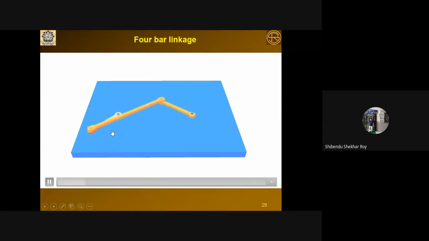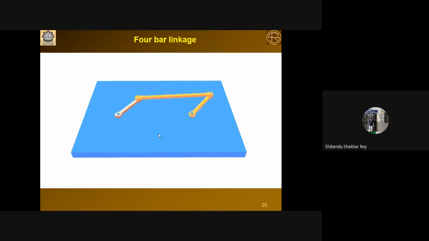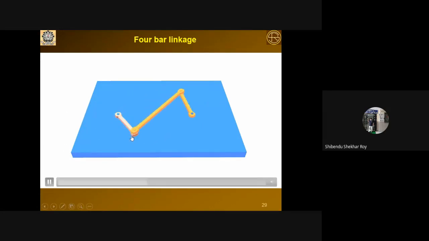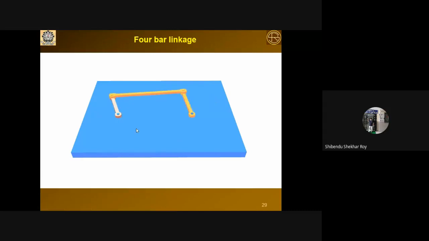So this one is a crank rocker, no? This is the crank with full rotation, and the output link is the rocker. So this is an example of S plus L less than or equal to P plus Q. This is an example of a Grashof linkage, a class 1 Grashof linkage, S plus L less than P plus Q. Got my point? This is an example of a class 1 kinematic chain Grashof linkage.